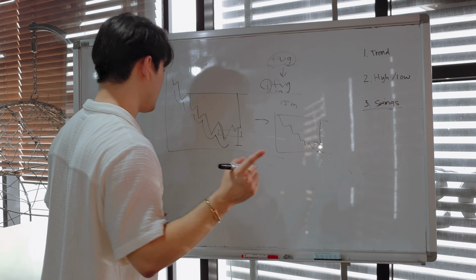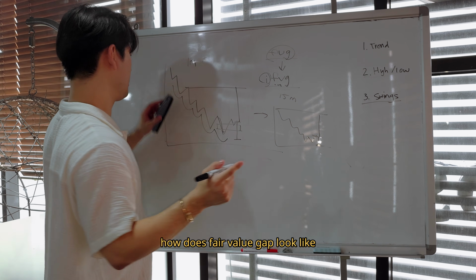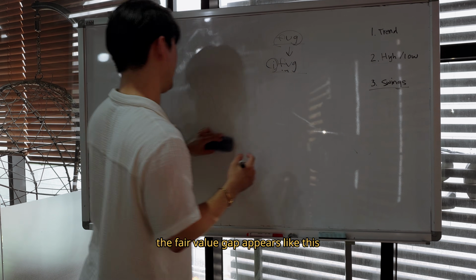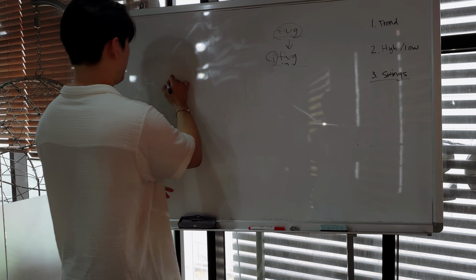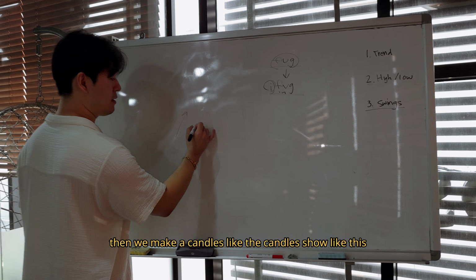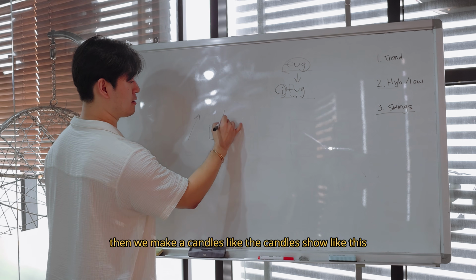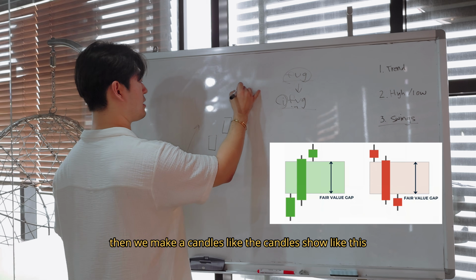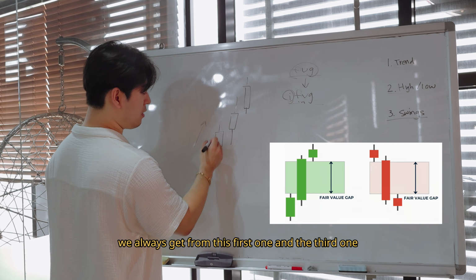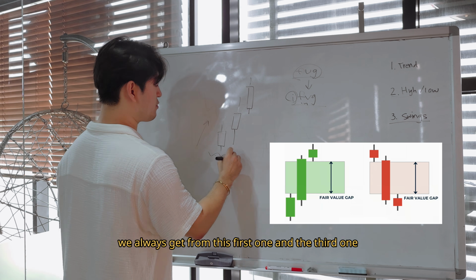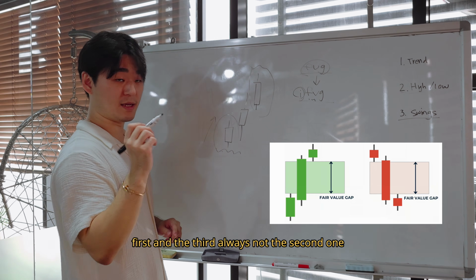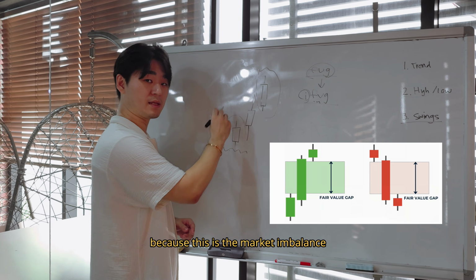I think you might ask about how does fair value gap look like? The fair value gap appears like this, always appears like this. And let's say that it's going up. Then we make candles, like the candles show like this. So we disregard the second one. We always get from this first one and the third one. First and the third. Always. Not the second one. Because this is the market imbalance.